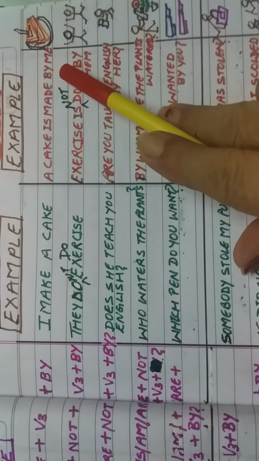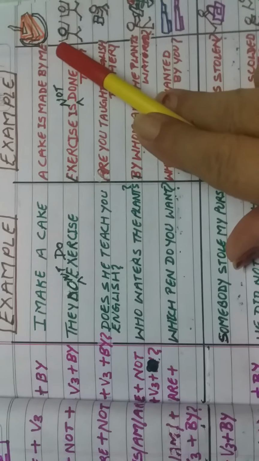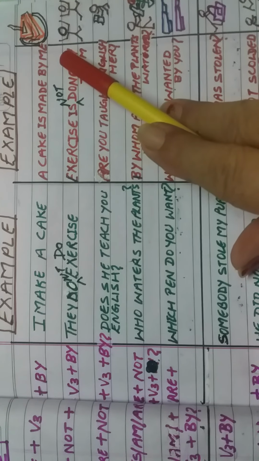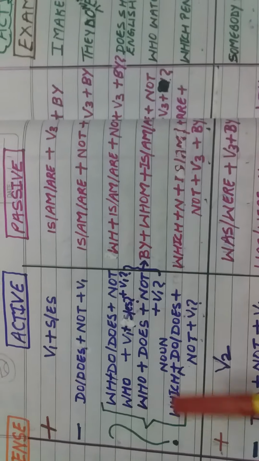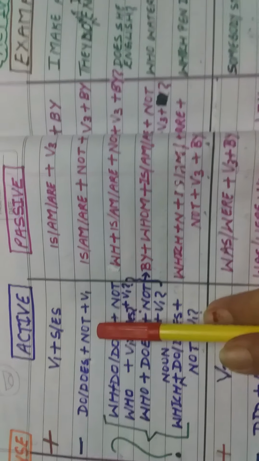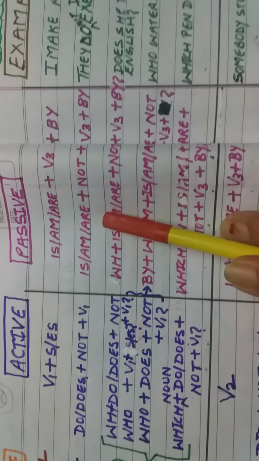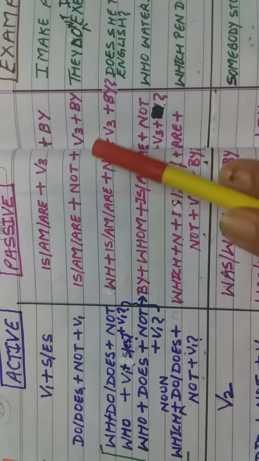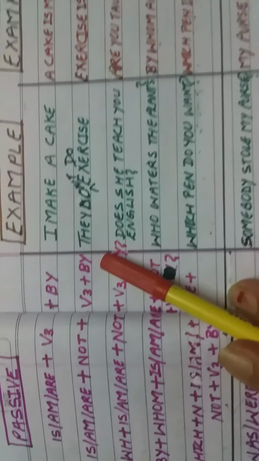Addition of preposition by, and I changes into me in the place of object. Okay. Now then, negative sentence. In negative of active, we have do or does, not V1. In passive, is MR according to the subject, not change V3, add by. Now let's see the example.